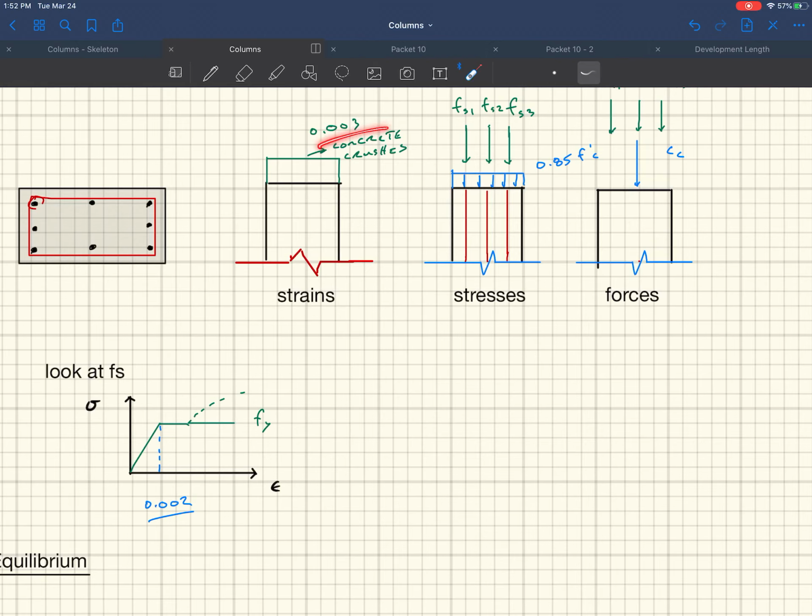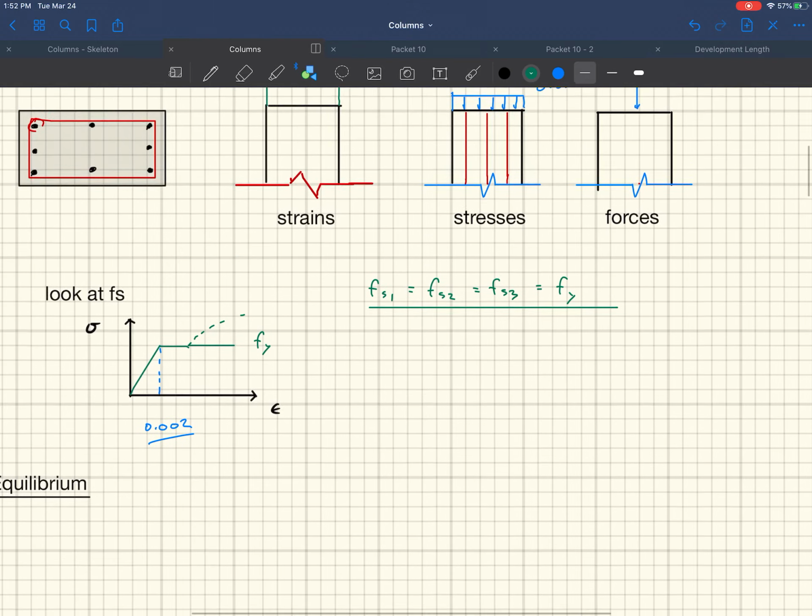So if we've stressed this thing out to 0.003, that means it's gone up right here, and at 0.002 it yields, and so 0.003 is over here someplace. Which means that our steel has yielded. Just from the very beginning, our steel has yielded. And so we could substitute this in the equation above. Just say Fs1 is equal to Fs2, which is equal to Fs3, which is equal to Fy. It's all yielded. You don't have to check strains and stuff like that. We just know that the steel has yielded because it's been stressed to 0.003. Just by definition, we're pushing this thing until the concrete crushes, which is at 0.003.